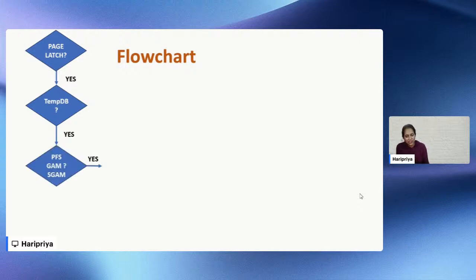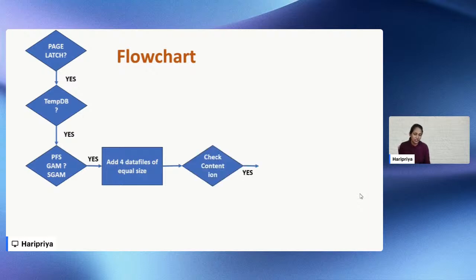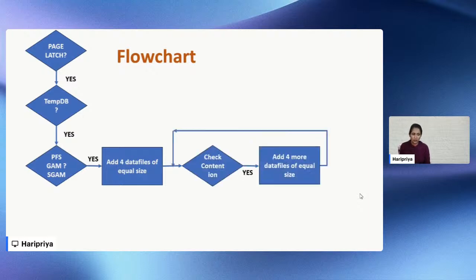Do you see these page latches on PFS, GAM, or SGAM pages? Yes. Then add 4 or 8 data files of equal size. Now check contention again. Do you see it? Yes. Just go in the loop. Add 4 or 8 data files, check for contention, and just keep checking for contention after you add the data files.